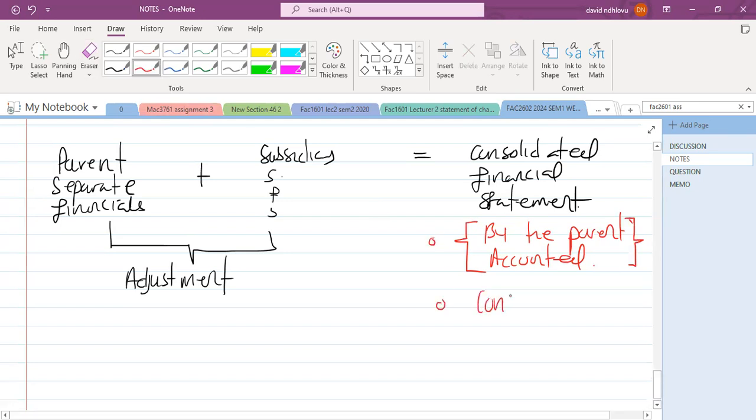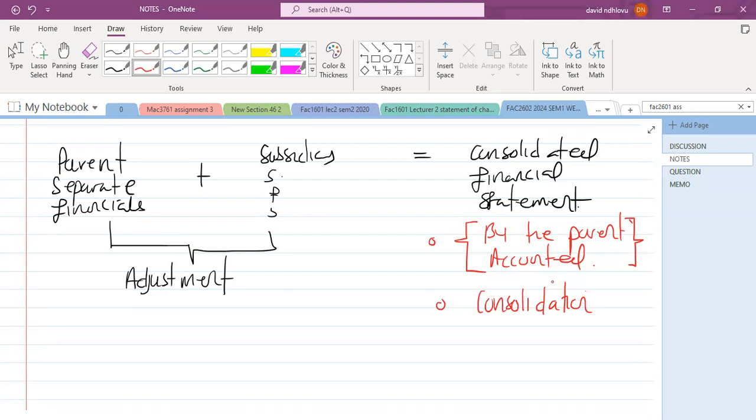Sorry, David, you said that the consolidated financial statement is done by the parent accountant. Yes, it's done in the books of the parent by the accountants from that side. It is not done at what? Subsidiary level, only at group level. Yes, only the parent consolidates.